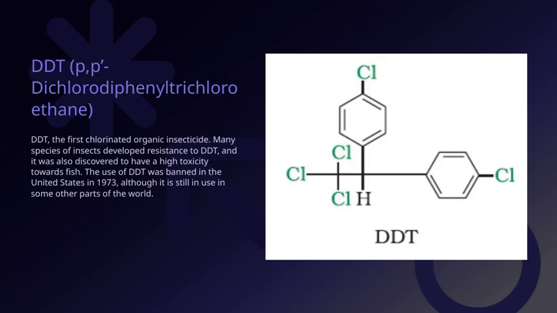Let's talk about DDT, which stands for p-dichloro-diphenyltrichloroethane. It was actually the first chlorinated organic insecticide used widely for pest control. Initially, it was seen as a miracle chemical because of its effectiveness. However, over time, many insect species developed resistance to DDT, making it less effective. Additionally, it was discovered that DDT is highly toxic to fish, which caused serious environmental concerns.